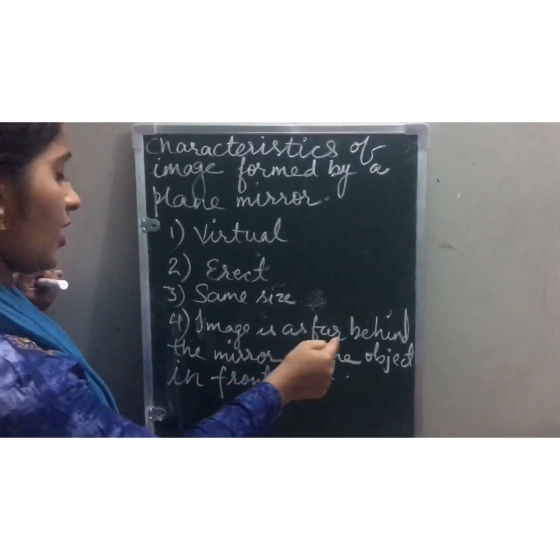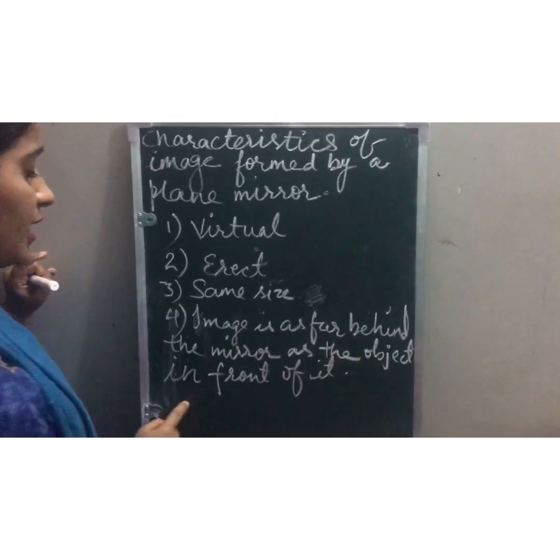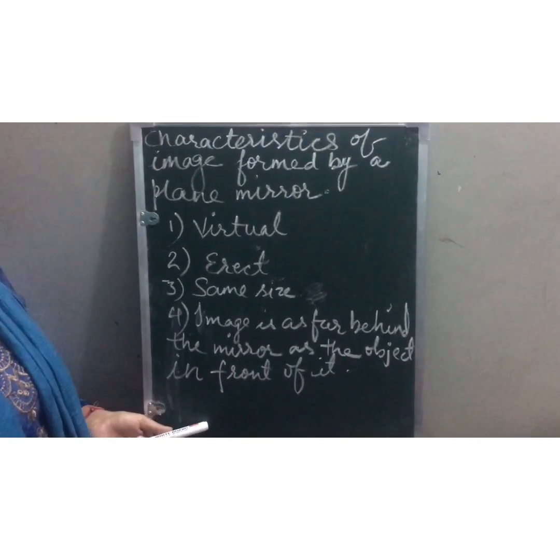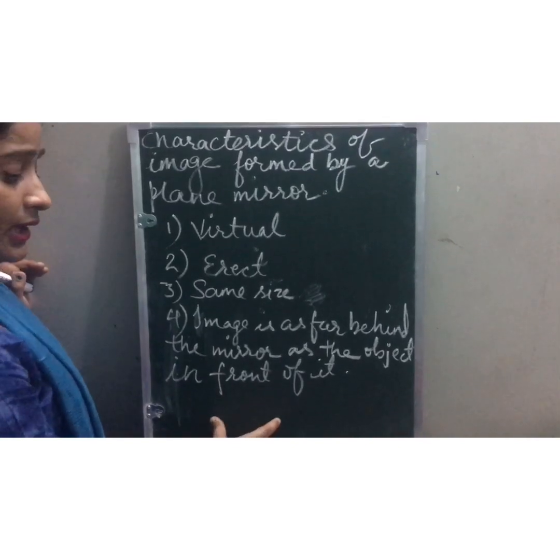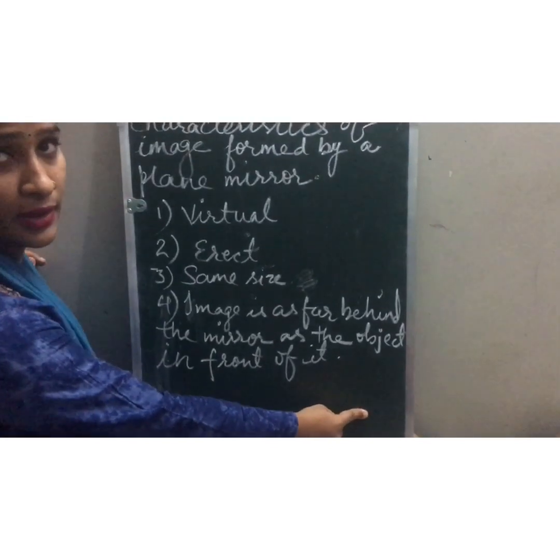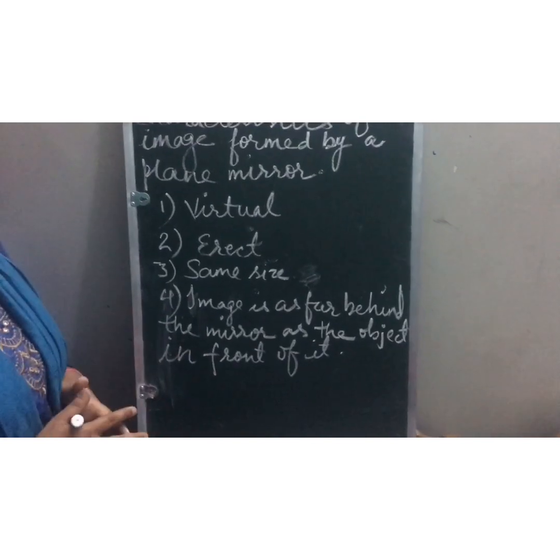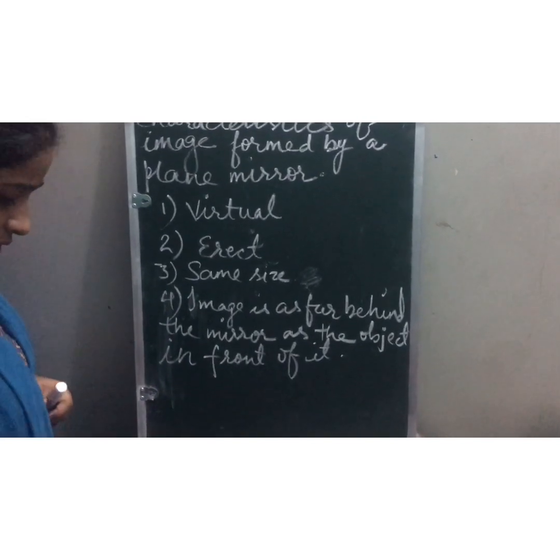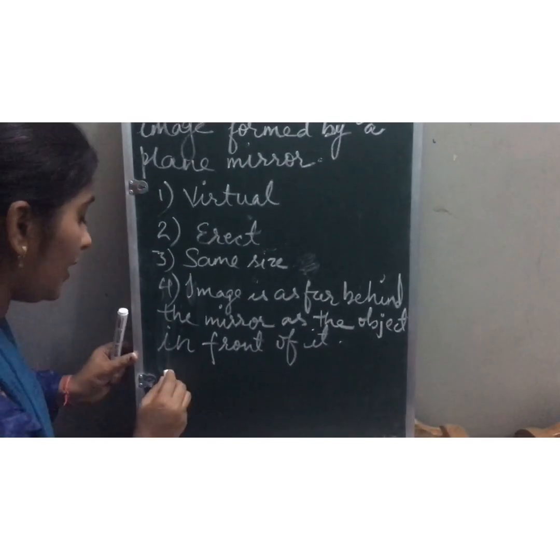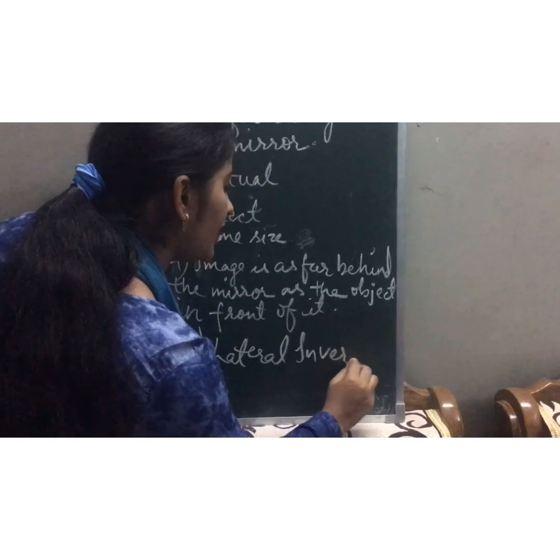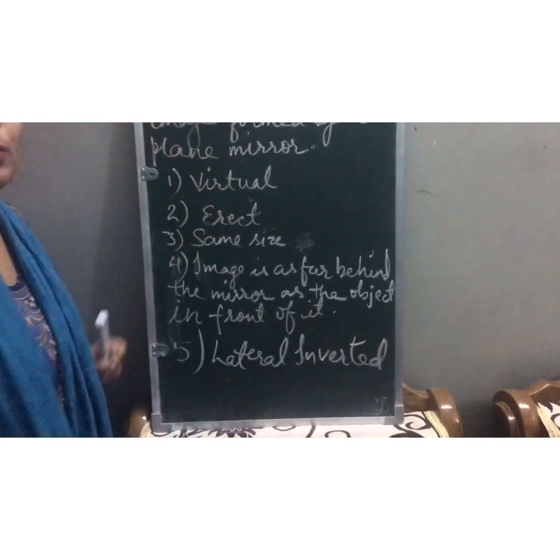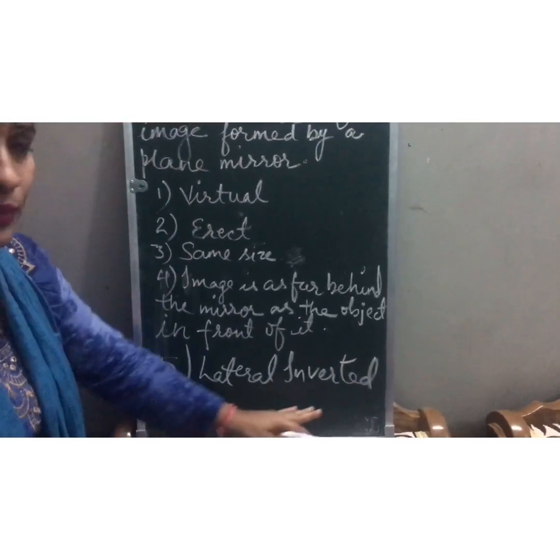The image is as far behind the mirror as the object is in front of it. This is the last point which I explained on the last board. One more property is that images are laterally inverted, which I have not explained yet, but I will explain it now. I will explain what lateral inversion is.